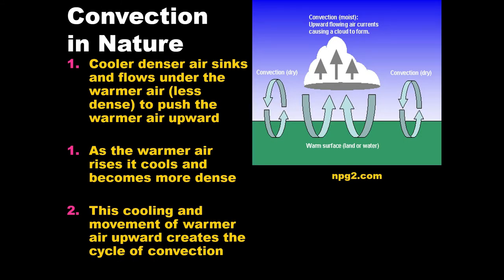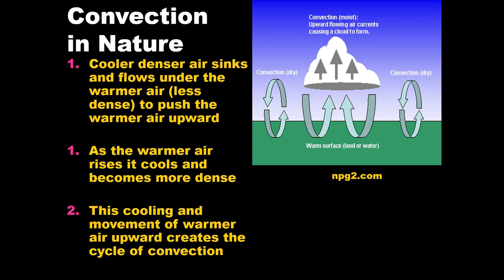Density is mass divided by volume. The cooler things are more dense than hot things. So if you have something cold, it contracts, it has a smaller volume. It'll be denser than the other object. That will cause it to sink. It flows under the air, and this will push the warm air up. That's convection. It's a circular movement. So as the warmer air rises, it cools and becomes more dense and falls. So this cooling and movement of warmer air creates a cycle of convection.